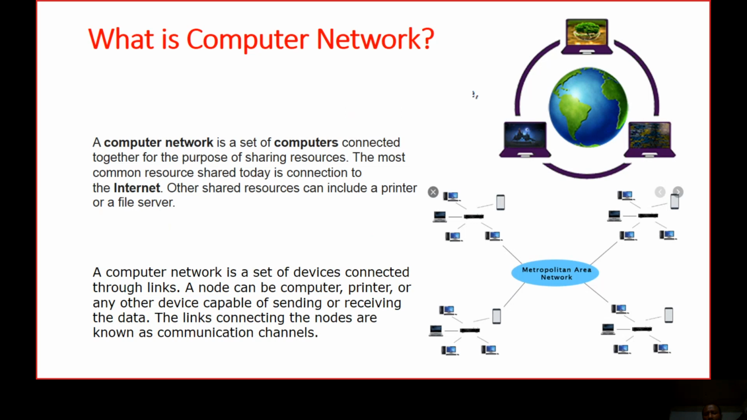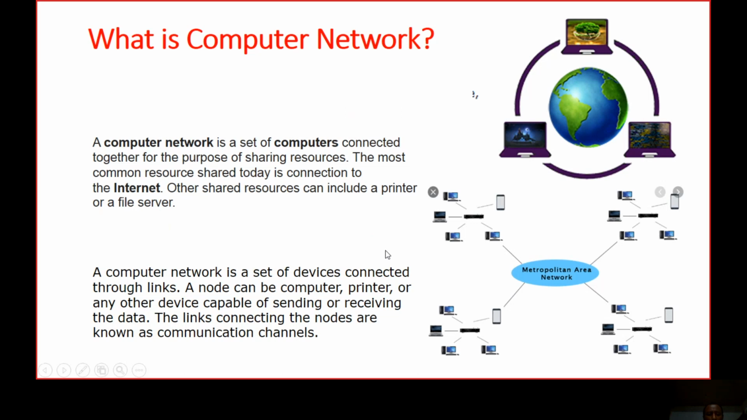So, what is a computer network? A computer network is a set of computers which are connected together for the purpose of sharing resources. Computers are connected together in the same group or in the same workplace or in different places so that they can share the information. The most common resource shared today is connection to the internet. So if computers are connected to the internet, they can share the information.